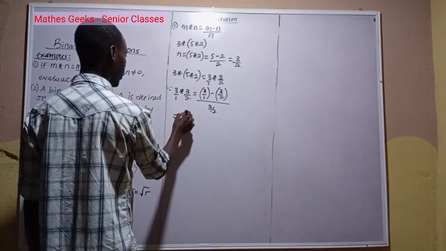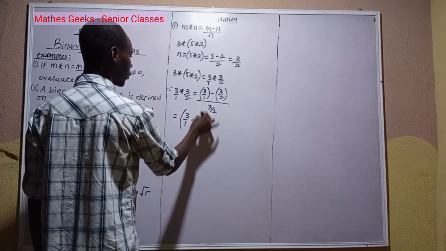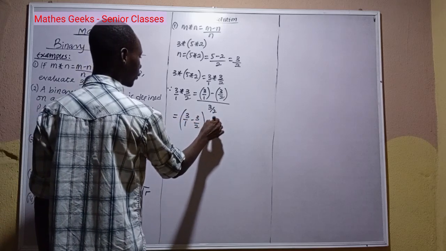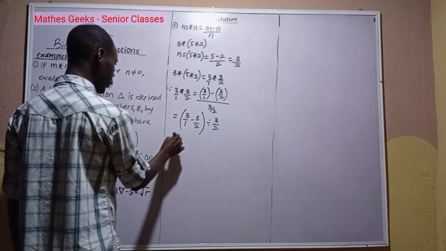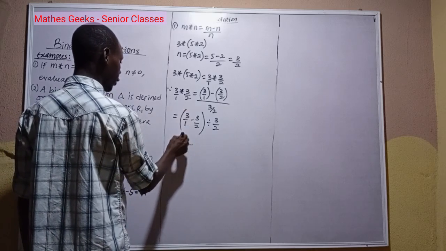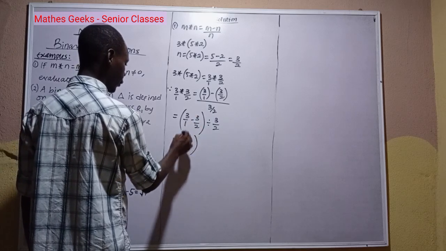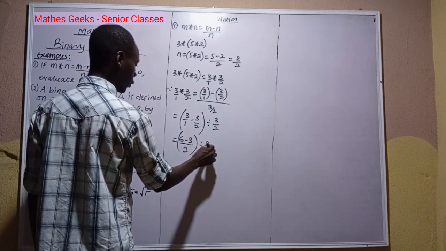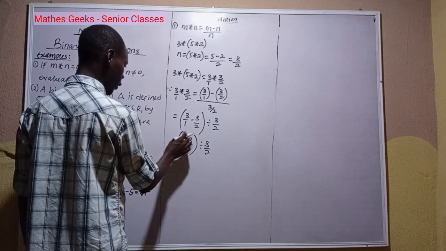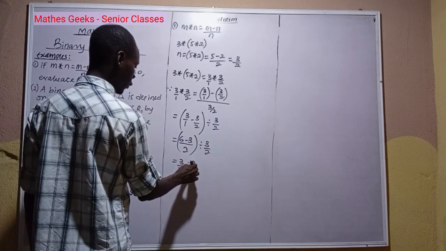So we can write it like this: 3 over 1 minus 3 over 2 divided by 3 over 2. Our LCM here is 2. 2 into 1 is 2, 2 times 3 is 6, 2 into 2 is 1, 1 times 3, divided by 3 over 2. 6 minus 3 is 3 over 2 divided by 3 over 2.